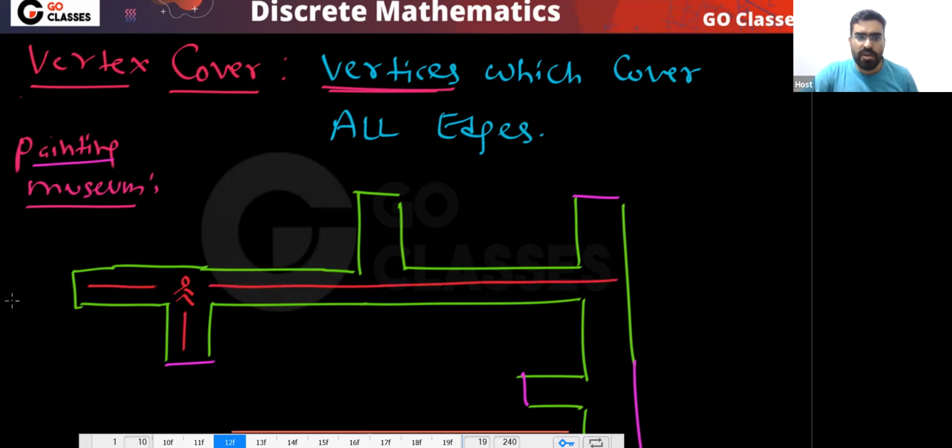Okay, so this is covered. These walls are covered, correct? This security guard can cover. If you put this security guard here, then this security guard can cover all these galleries.